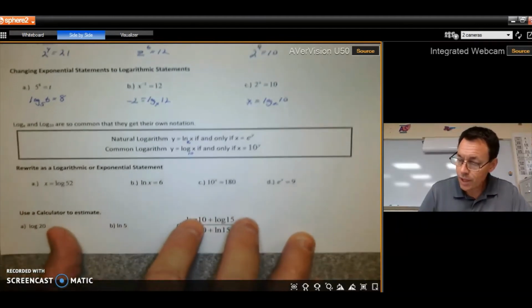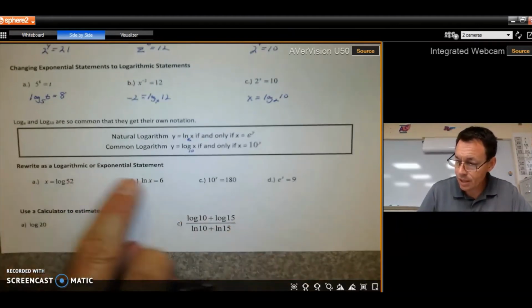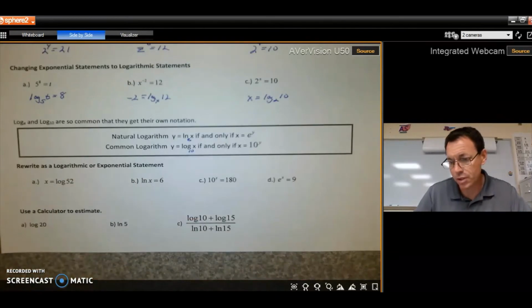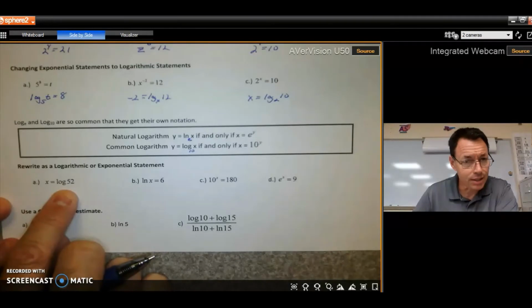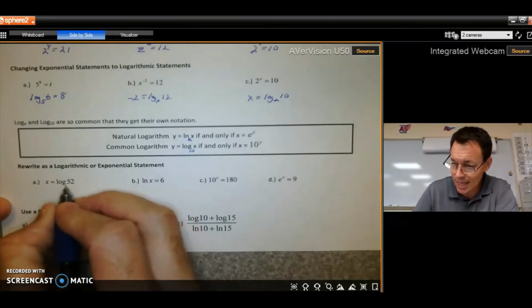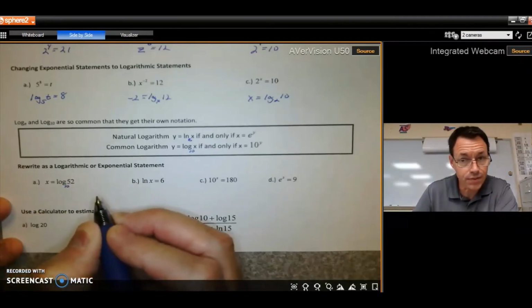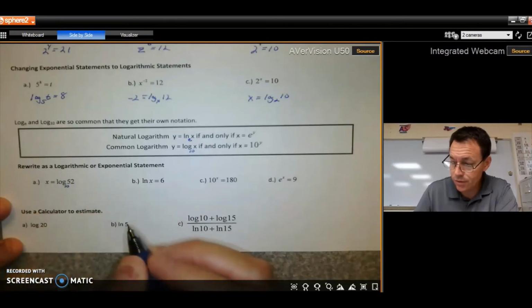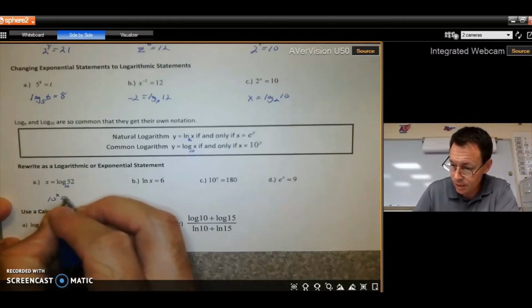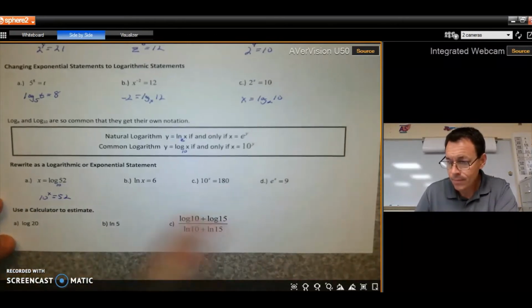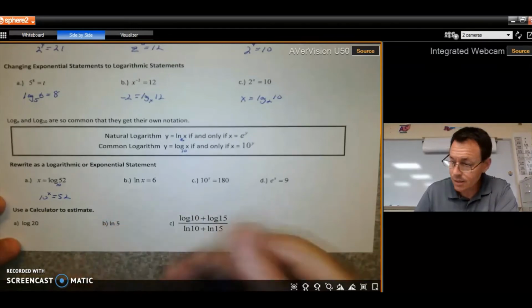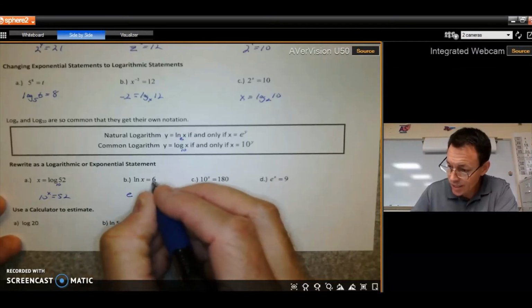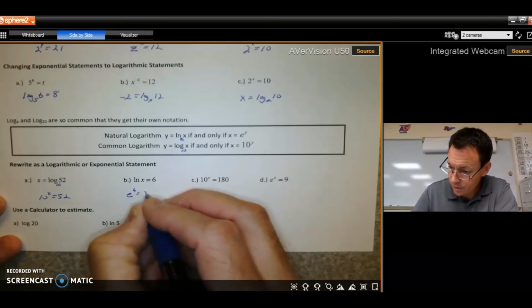Okay, so when you're asked to rewrite something as a logarithm or as an exponential, again, this is a base 10. They just don't write the 10. So it's 10, and if you want to put it there, that's fine. 10 to the x power equals 52. 10 to the x equals 52. Okay, natural log of x equals 6 means e to the 6th power equals x.